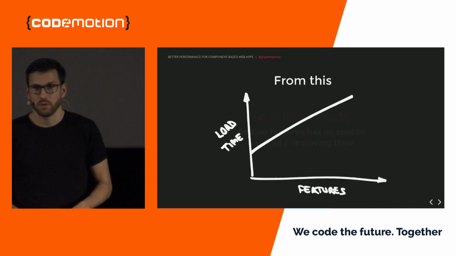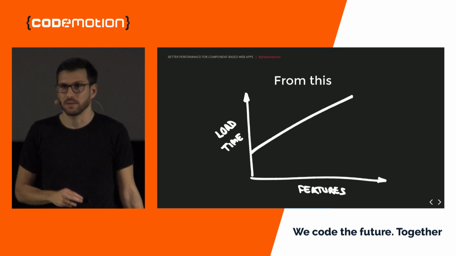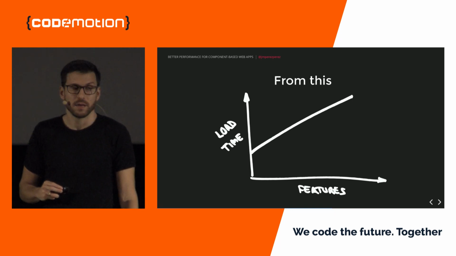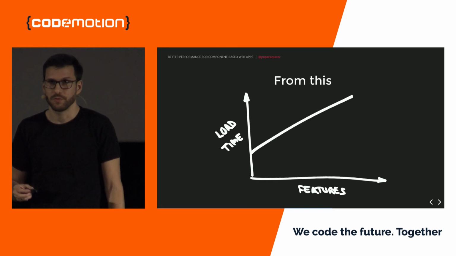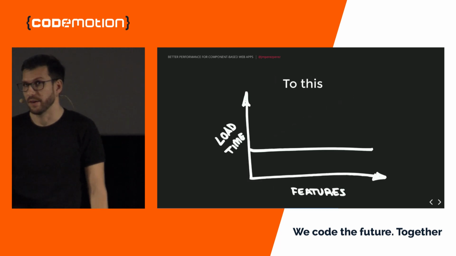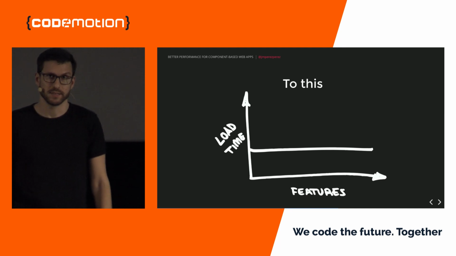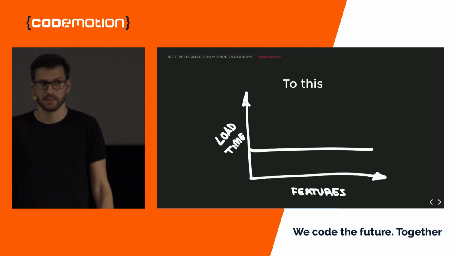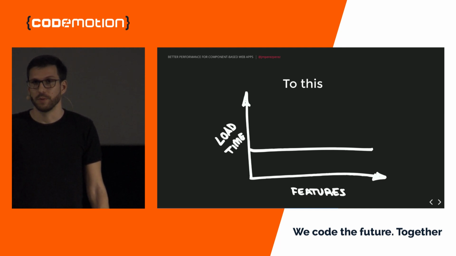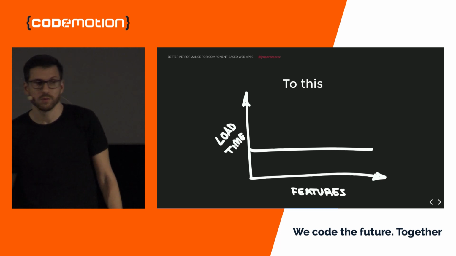So the idea is going from something like this, in which we have loading time increasing as the amount of features grows, to something more linear. So if there's a problem with one page that requires 10 big libraries, it's only going to be when you access that page that you are going to suffer from that.